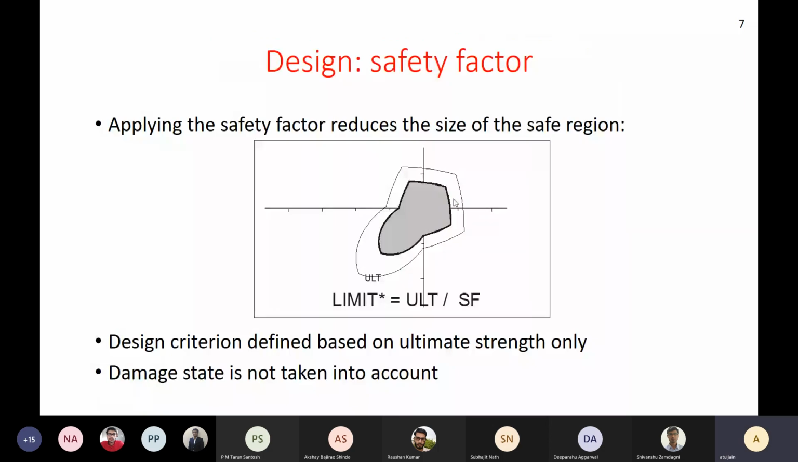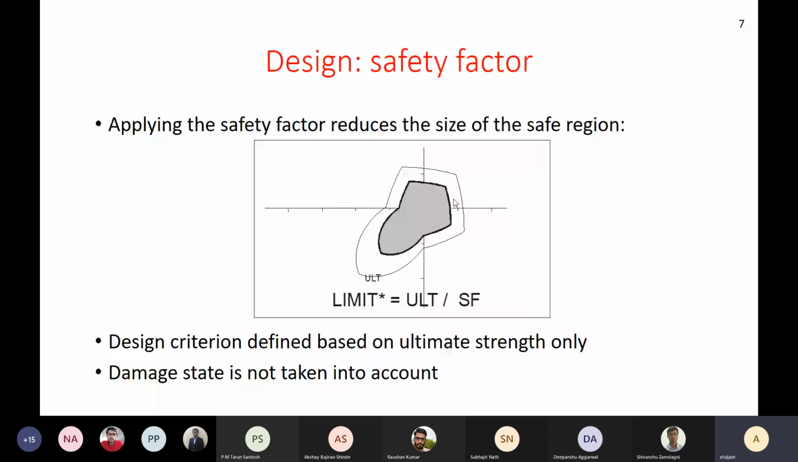Then we can also use concepts like factor of safety or margin of safety. Essentially, what we are doing is reducing the failure envelope by the same size. The shape remains the same. We are reducing the dimensions by introducing a factor of safety. Initially, it was the thin line that is there, but after the factor of safety, it becomes the solid gray line. And the damage criterion is based on ultimate strength. The state of damage is not taken into account.